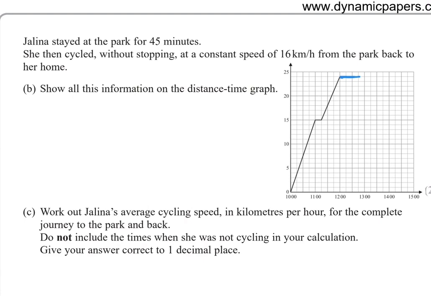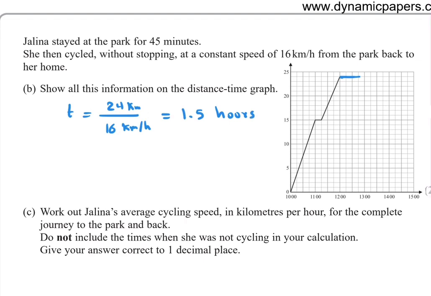Now she cycled without stopping at a constant speed of 16 kilometers per hour from the park back to the home. So to find the time, we have the speed and we have the distance, 24 kilometers. So now to find the time for coming back, divide the distance, 24 kilometers, by the speed, which is 16 kilometers per hour, equals 1.5 hours.